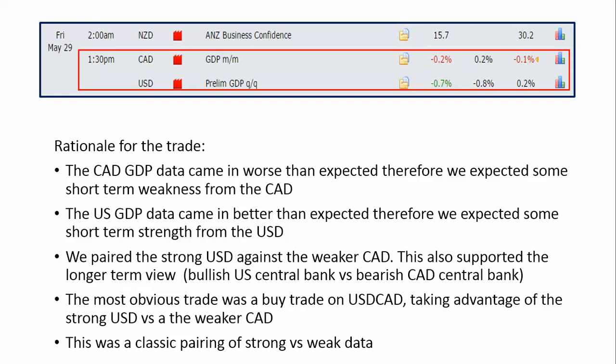Now, as it says there, it also aligned with this short-term data, aligned with our bigger picture, i.e. the Canadian Central Bank being bearish on their currency and cutting rates, whilst the American Central Bank was heading towards a rate hike. So the short-term data was in conjunction to the bigger picture as well. So the most obvious trade was a buy trade on dollar CAD after those data points were released, taking full advantage of the strong dollar versus the weaker Canadian dollar. It was a classic pairing of strong versus weak data in support of the bigger picture.